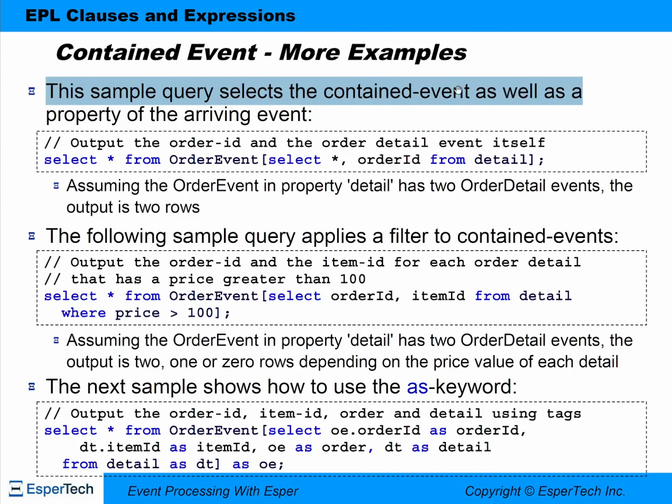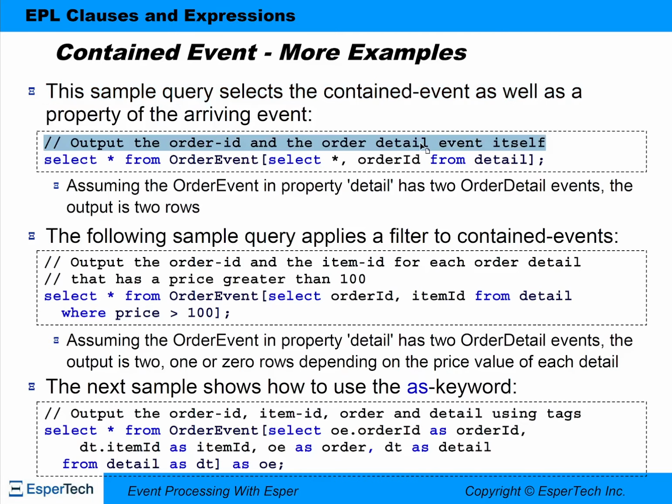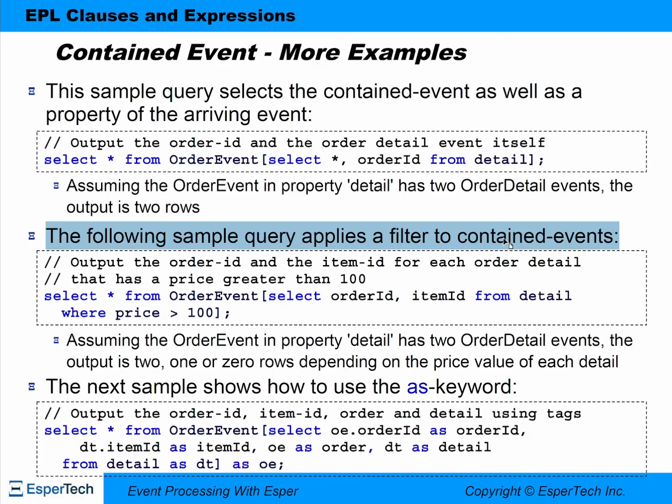This sample query selects the contained event as well as a property of the arriving event. The query outputs the order ID and the order detail event itself. Select star from order event, square brackets, select star, comma, order ID from detail. Assuming the order event and property detail has two order detail events, the output is 2 rows.